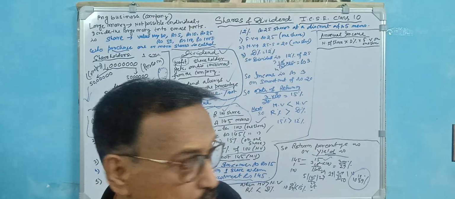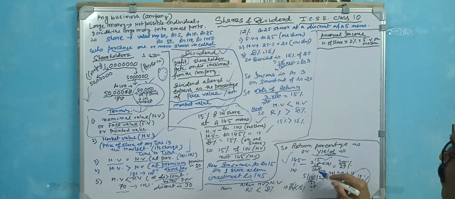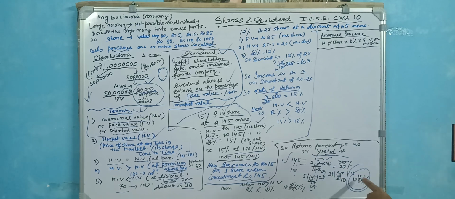So out of 100 কত? So 145 the income is 15, 1 এ কত, 15 by 145, 100. So 15 by 145 into 100, you just calculate, you get 10 by 29%.